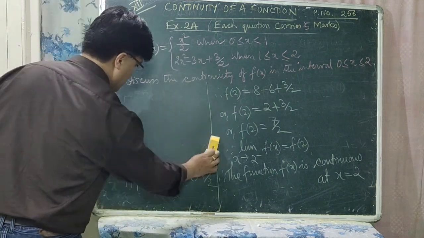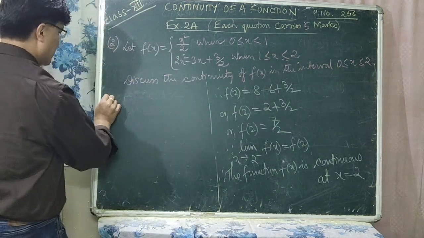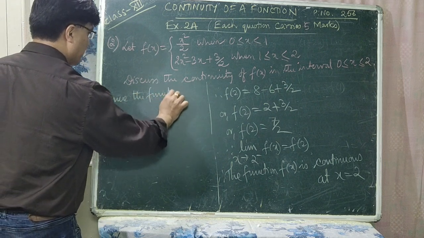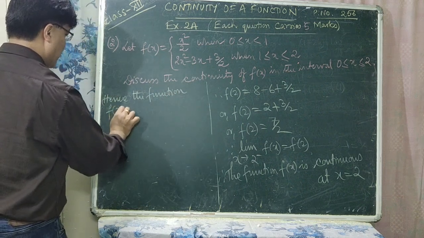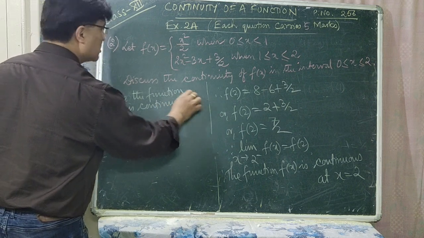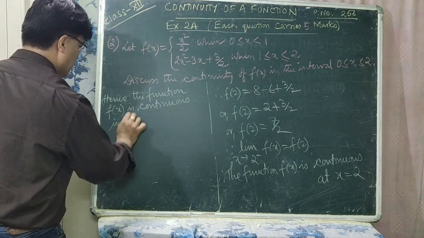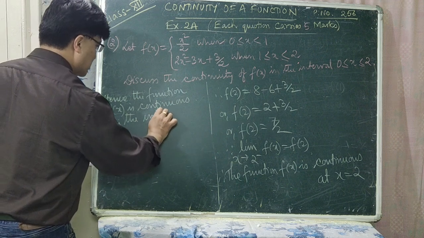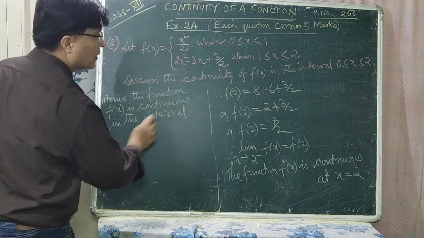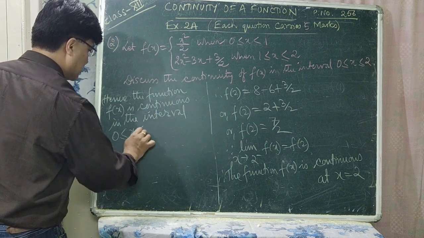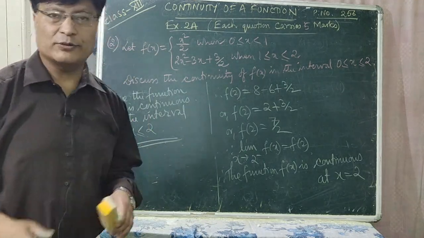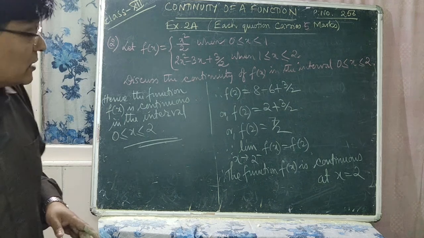So in the last step, you write down, hence the function f of x is continuous in the interval 0 less than or equal to x less than or equal to 2. So I think you have understood it. Okay, so you can copy it.